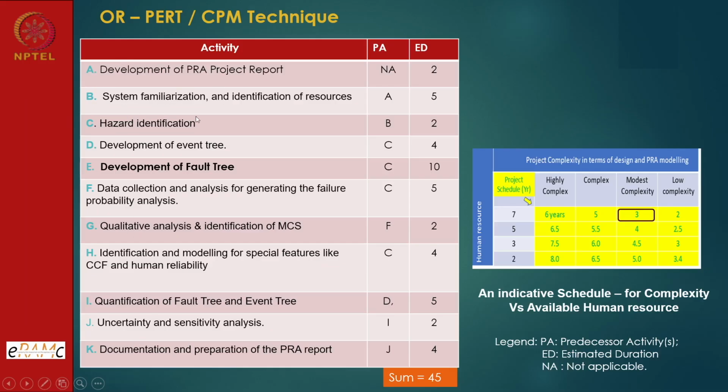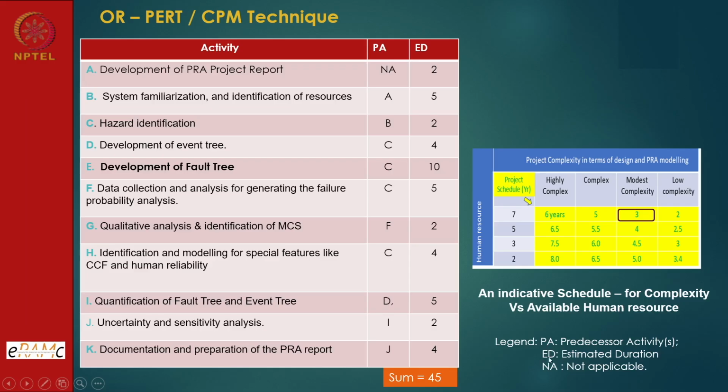Okay, so you saw that all those events which I told you for PSA, that is required: development of project report, system familiarization, hazard model, all those things have come here. This highlight doesn't mean anything. Development of event tree and fault tree, then its quantification will depend on data analysis. So each activity has been given some designation A, B, C, D, so that we can talk about it, and its dependability also we have discussed. What we are saying is this event D will depend on C. This event E will depend on C. So we can say this is predecessor activity or dependability.